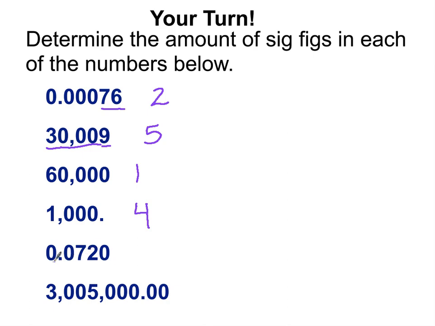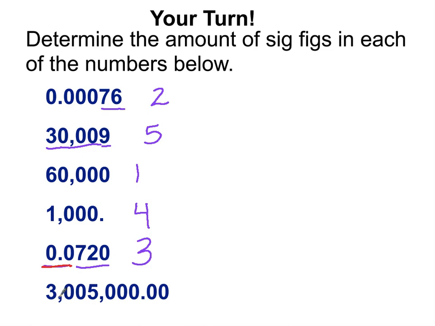Our next question, we have 2 different types of zeros. There's some that are leading and some that are trailing. These leading zeros, because they're in front of the non-zero digits, are not significant, but we have a 0 at the end. This is telling us that there's this level of accuracy in this measurement. So we have 3 significant figures in this number.